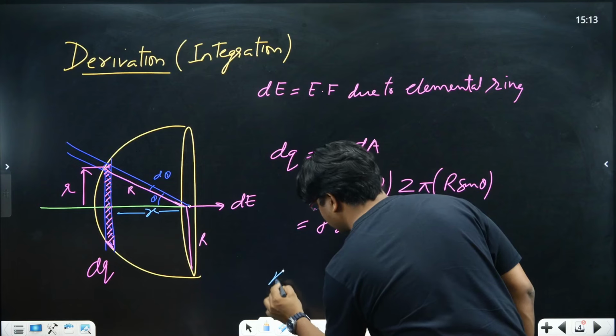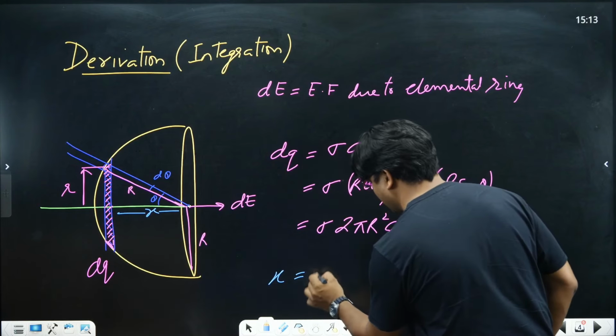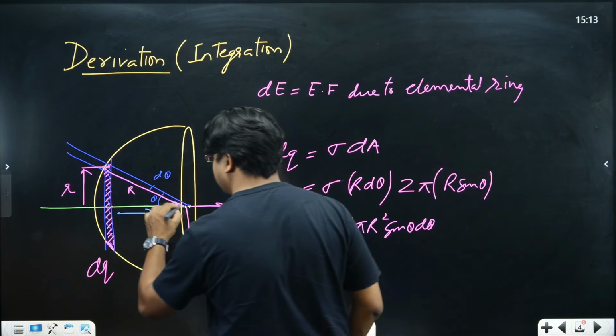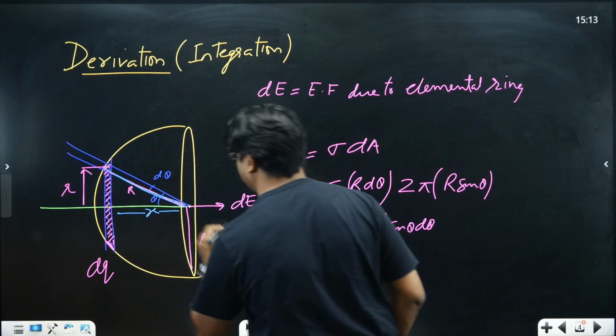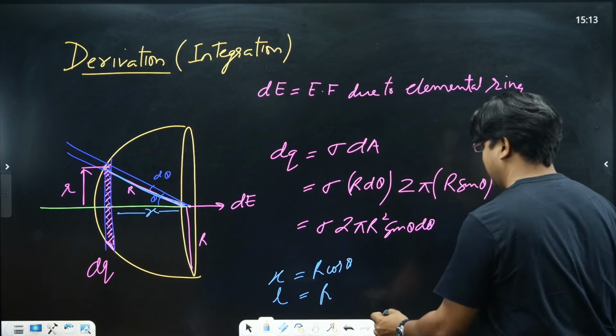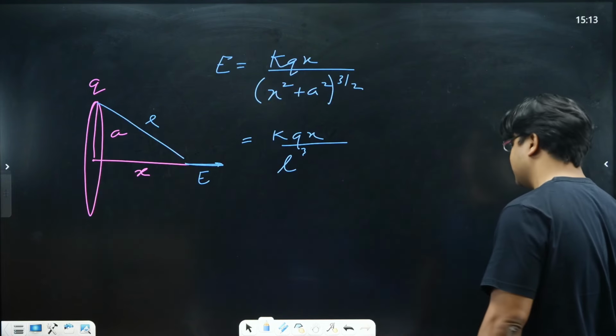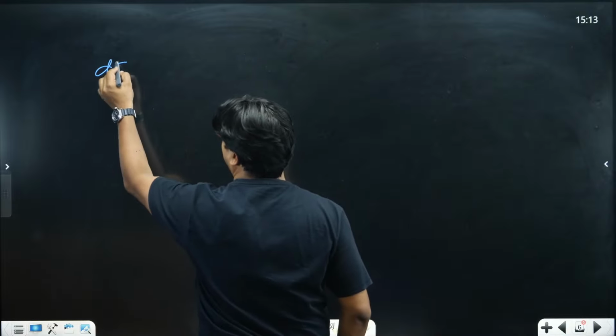So x will be what? x will be r cos theta, and L will be this distance, and this is equal to the radius. And the charge will be dq. So we'll do these substitutions to write the electric field due to the elemental ring.